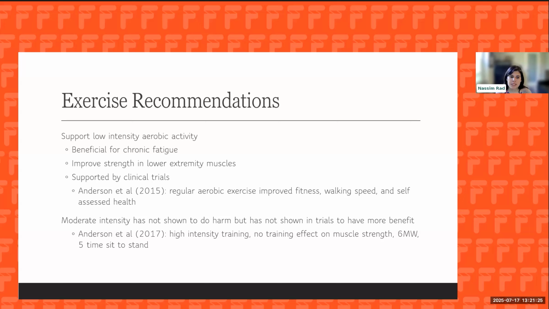There have been studies to show that increasing from low intensity to moderate intensity, so not restrictive, still aerobic, has been shown to be relatively safe, but we haven't seen significant benefit in the studies over light aerobic activities. So it doesn't change how your muscle strength building, or in this particular study, it didn't change how long people could walk in 6 minutes or the time it took them to complete 5 sit to stands.